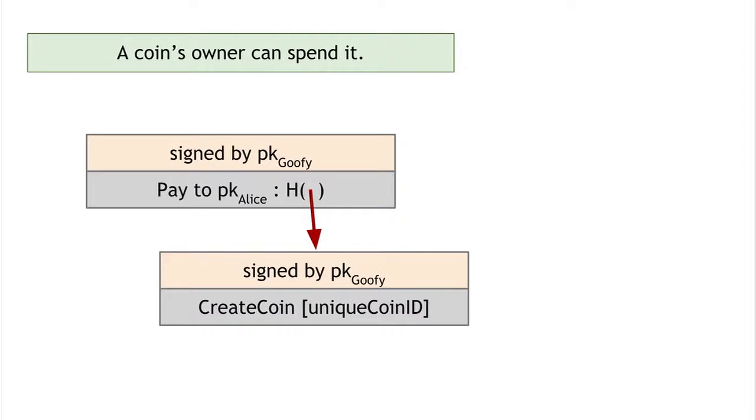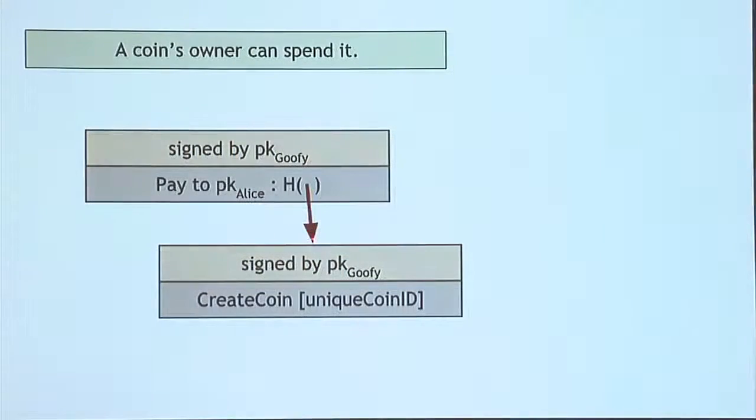The second rule of Goofy Coin is that whoever owns a coin can pass it on to someone else. They can spend it. Here we have the coin that I showed you before that Goofy created. Now we're going to take a hash pointer to that coin, and then we're going to create a statement. Goofy's going to make a statement that says, pay this to Alice. Alice is being named by a public key here. Pay to public key Alice the coin that's represented by this hash pointer. And this is also signed by Goofy.